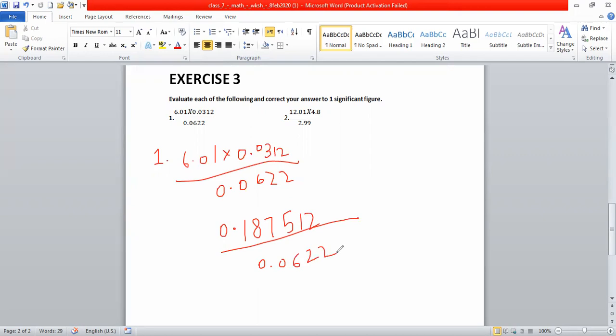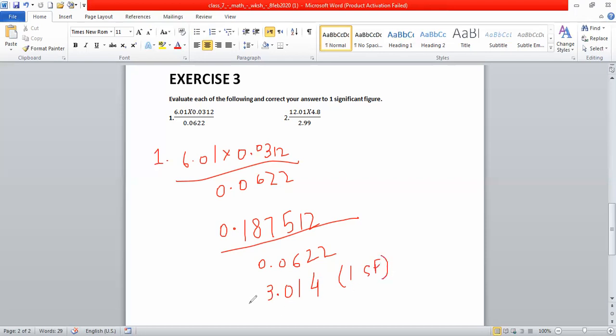0.187512 divided by 0.0622 gives 3.0146. This is a non-repeating, non-terminating number we are getting. So 3.014. You have to round off this number to one significant figure.